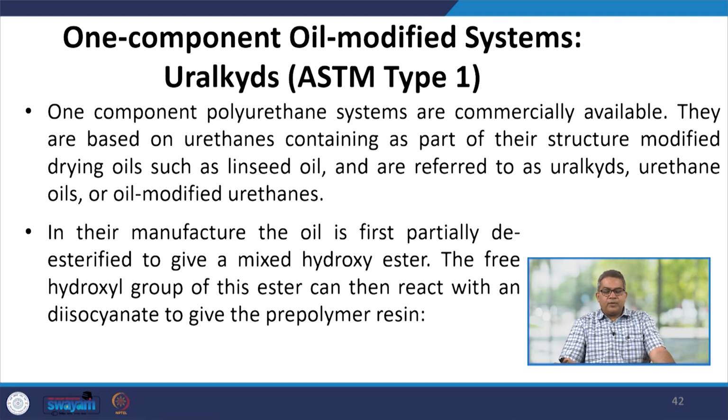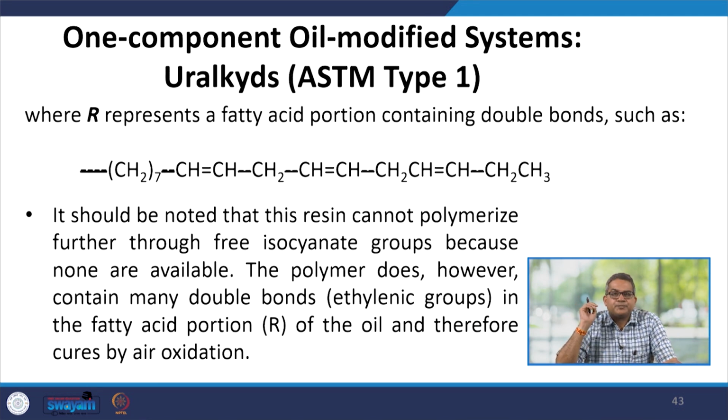Another type of classification is the one component oil modified system, uralkides, that is ASTM type 1. Now, one component polyurethane systems are commonly available. They are based on urethanes containing, as part of their structure, modified drying oils such as linseed oil, and they are referred to as uralkides, urethane oils or oil modified urethanes. In their manufacturing, the oil is first partially de-esterified to give a mixed hydroxy ester, and the free hydroxyl groups of these esters can then react with a diisocyanate to give the pre-polymer resin.